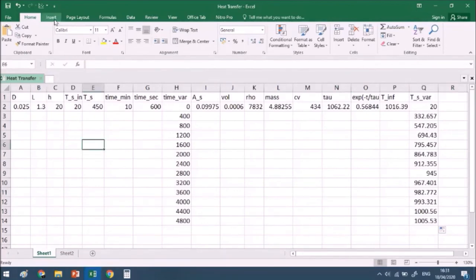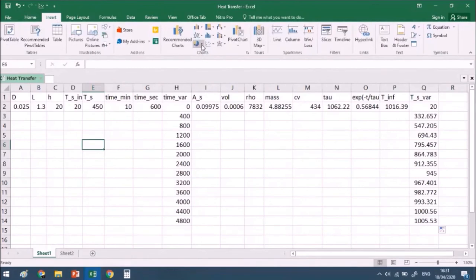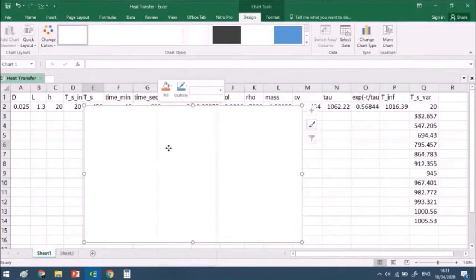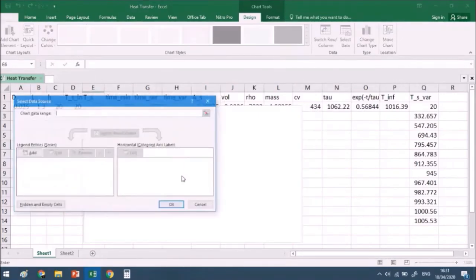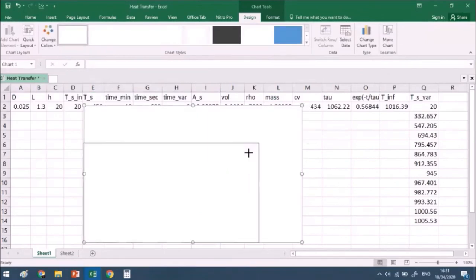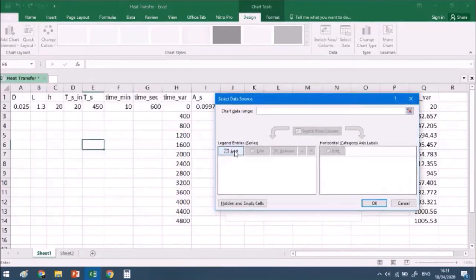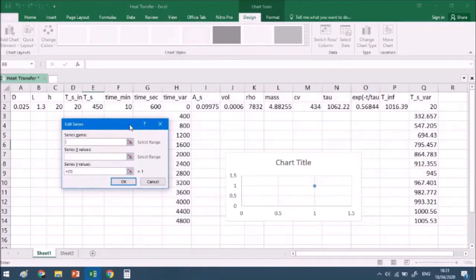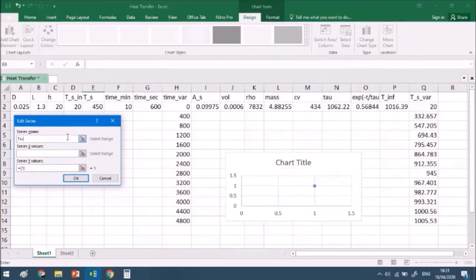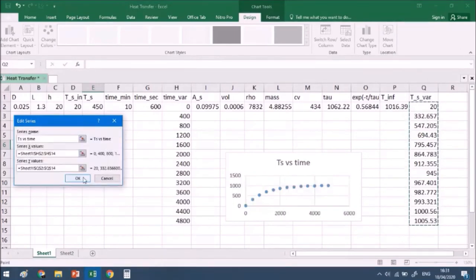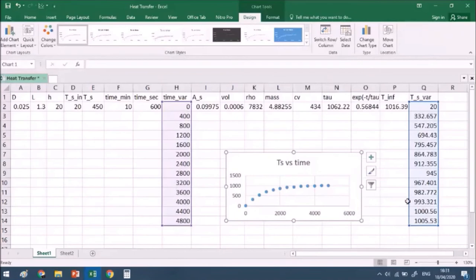And if I plot the graph of it, insert, I can plot it. Okay, now I can add the data, select the data. First let's make it smaller because I should see the chart. So select data. I'm selecting the series name as Ts versus time. For X values, I will select the time. And for Y values, I will select the temperature. Okay, good. If I click OK, then OK, I can make it larger.